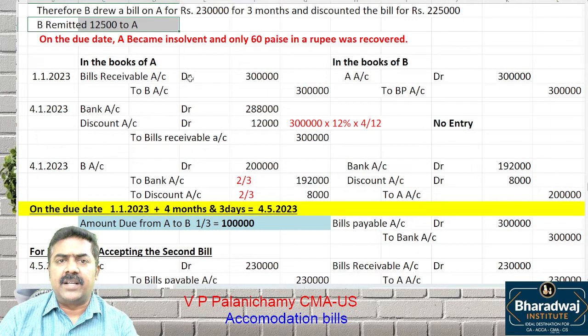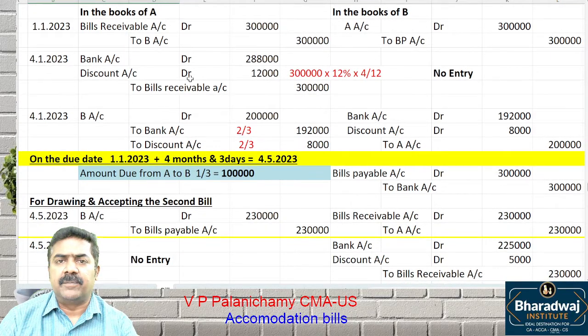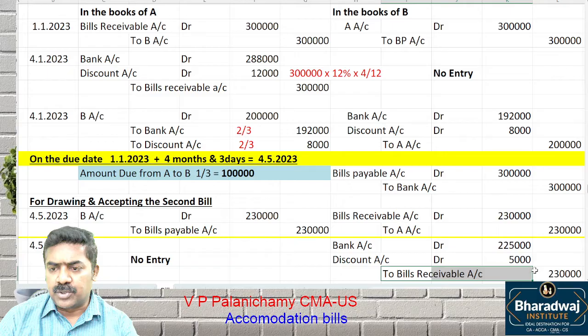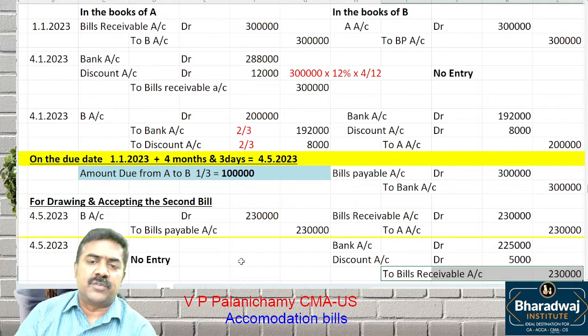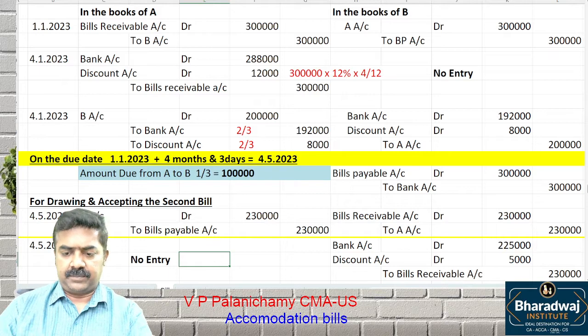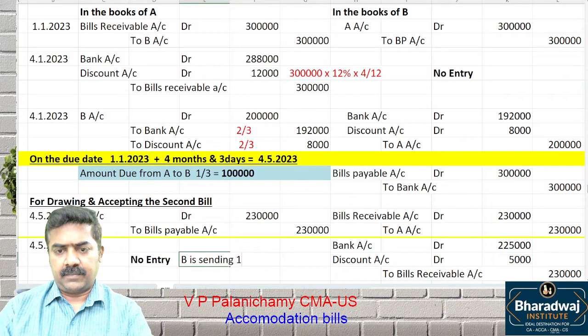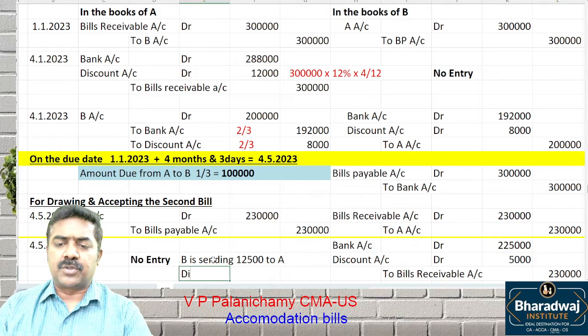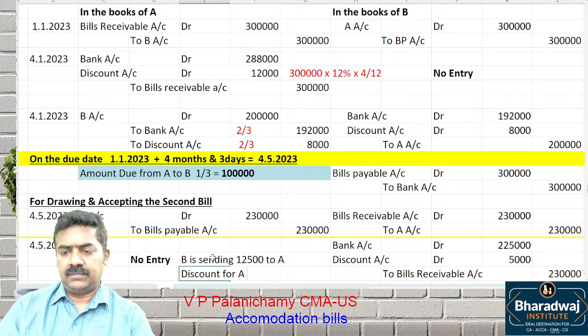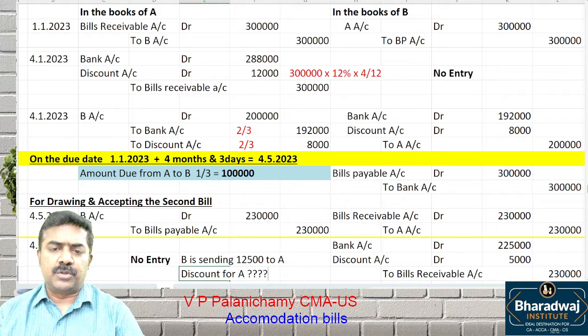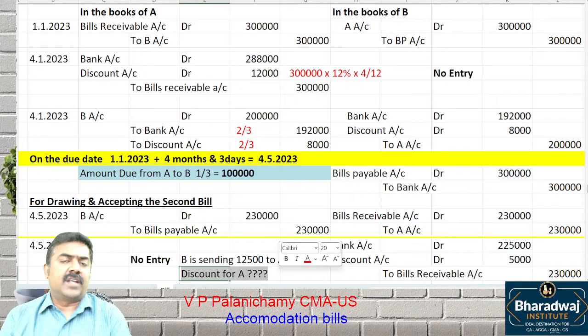B remitted 12,500 to A. He discounted the bill and B is sending 12,500 to A. Now, how much of the discount should be charged to A? Can you work out and tell me the amount?